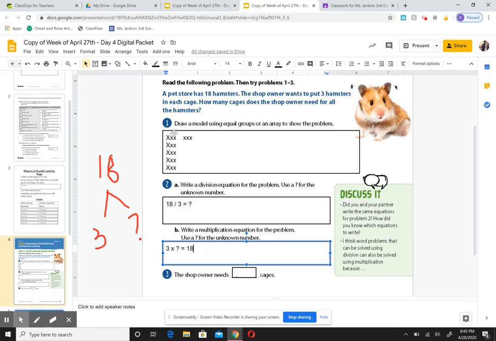So now we need to figure out what that unknown number is. Let's count how many groups you have, and then that's your answer. So we have 1, 2, 3, 4, 5, 6. So 6 is our unknown number. Easy peasy, right? So now I'm going to erase that and put a 6. You don't have to change these right here, but just know that it is a 6.